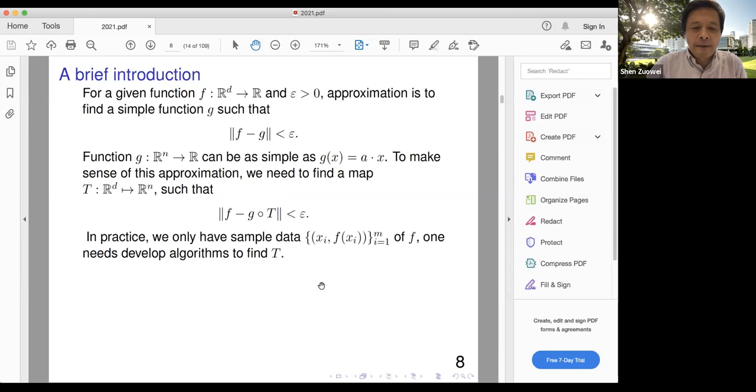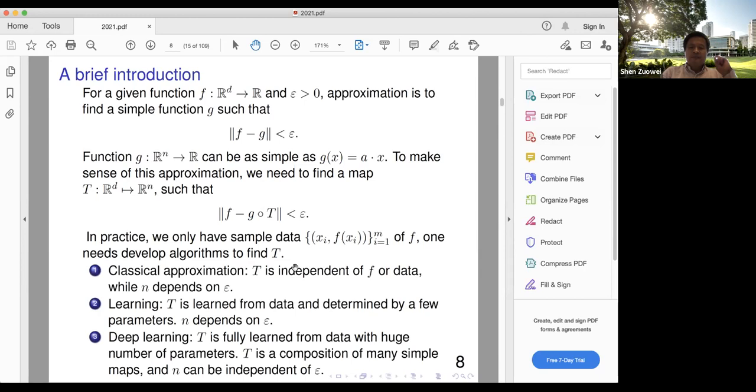Okay, so classical approximation, essentially T is independent of F, given our data. The N depends on your epsilon. Okay, if you want a small epsilon, you have to have a bigger N. And in the classical learning, you learn T. Classical learning already starts to learn T, but somehow they only parameterize T in a fairly small number of parameters. In a small number of parameters, you have to learn T.